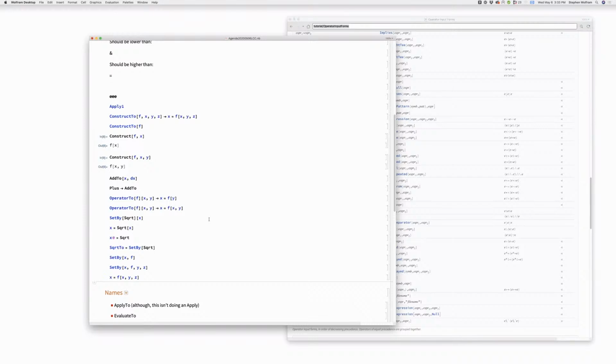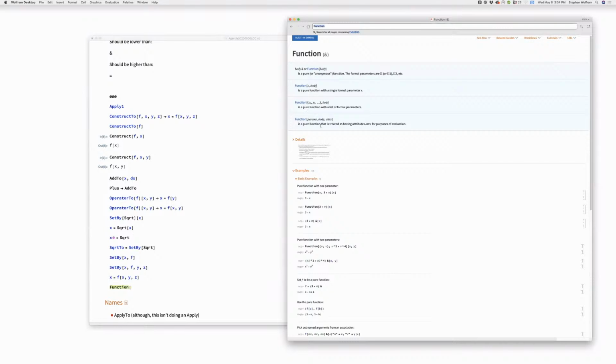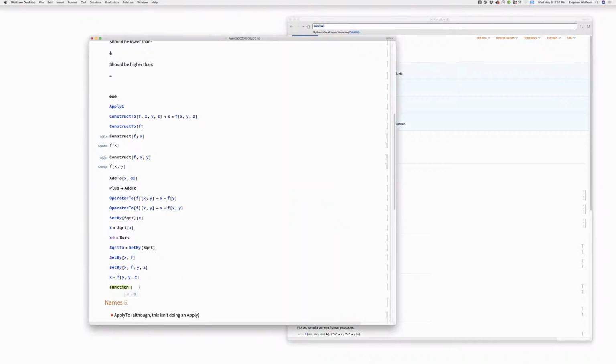Absent an operator form of this, which would be nice to have, in principle, although it's pretty complicated, if it returned a pure function, Function does have a third argument with attributes. So you could say Function of f of hash, what would you say? You'd say Function of x equals f of x, HoldFirst. Doesn't that work? Yes.